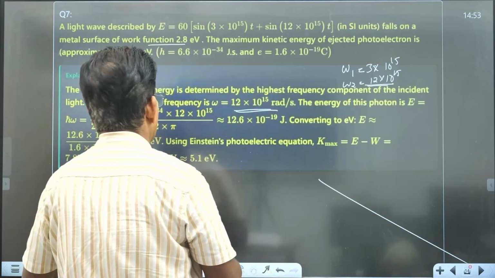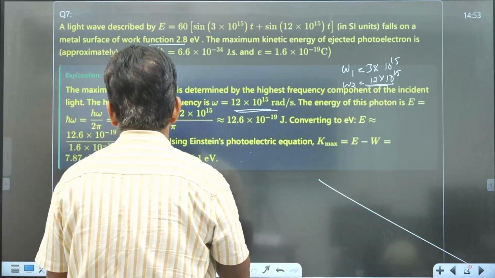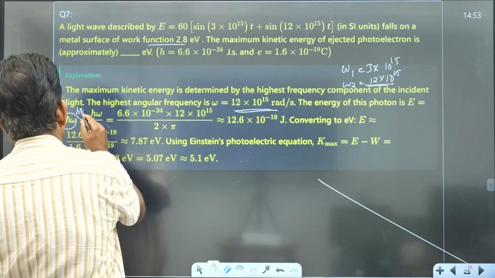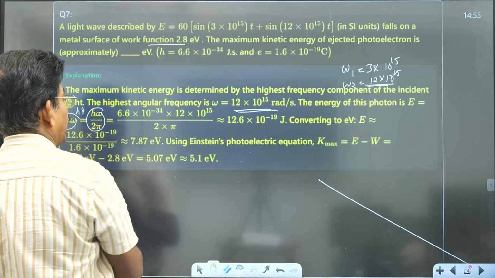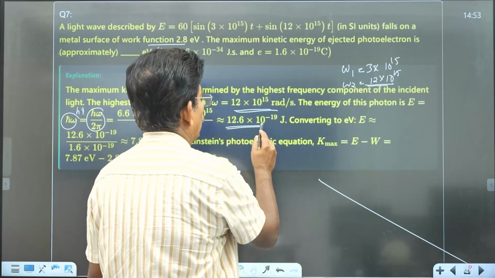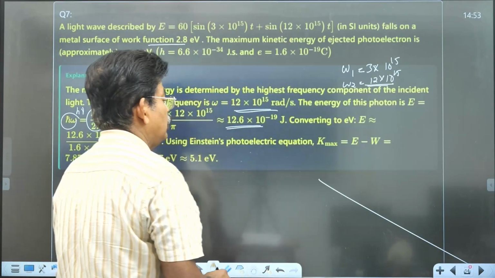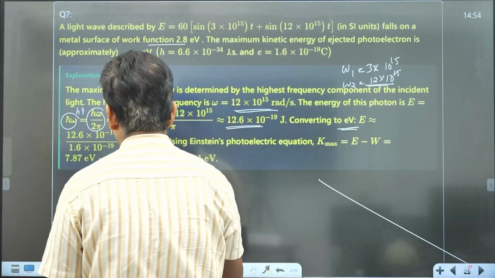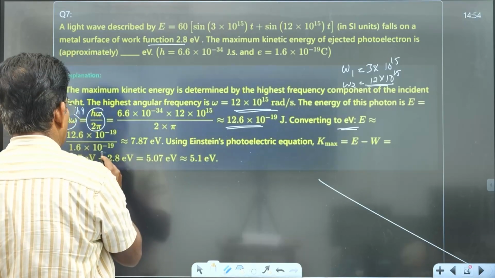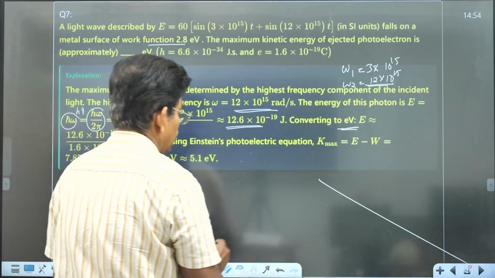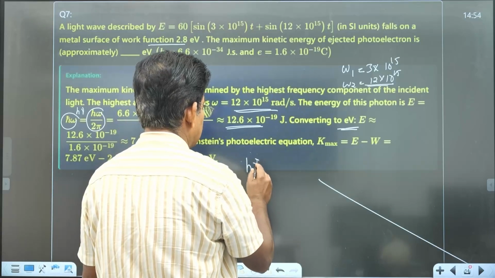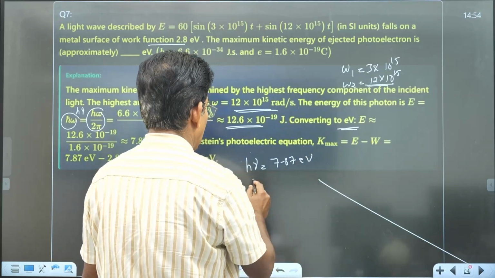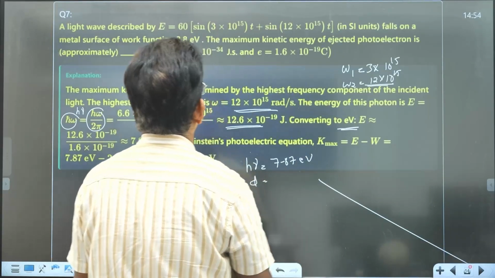Energy is equal to h nu. But nu we don't have, we have omega. So h nu is given by h omega by 2 pi. That is coming to be nearly 12.6 into 10 to the power of minus 19 joules. And when we convert it into electron volt, dividing by 1.6, that is coming to be nearly 7.8. So we got the incident energy coming to be 7.87 in electron volt, and work function is given in what unit?